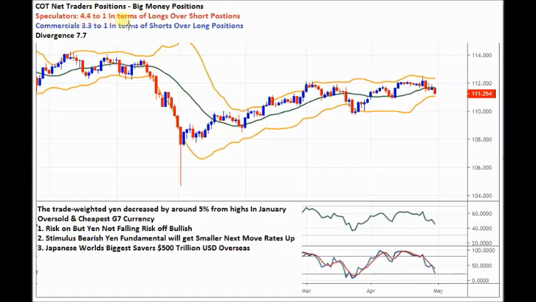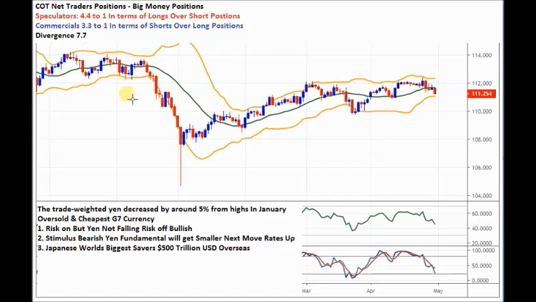Speculators are 4.4 to 1 in terms of longs over shorts. They're very bullish on the USD. Commercials aren't, though. They're 3.3 to 1 in terms of shorts over longs, so they're bearish. The divergence between the groups is 7.7, which basically is a good divergence in this pair, as regular viewers will know. It points to the dollar going down.